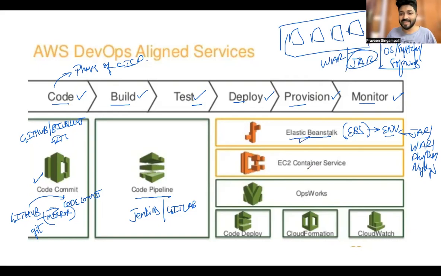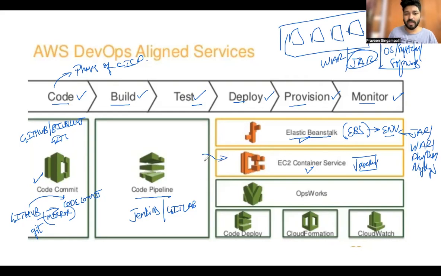Elastic Container Service, basically EC2 as a container service, not ECS. So EC2 as a container service: you take an EC2 instance, deploy your Docker here and make it a container service, and you deploy all your applications directly onto this.